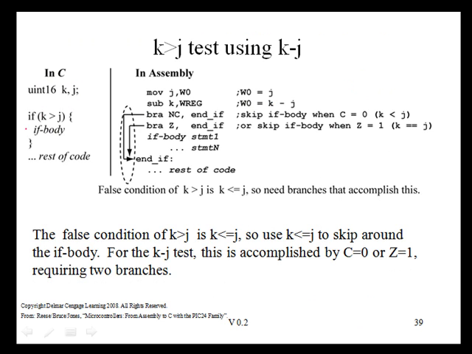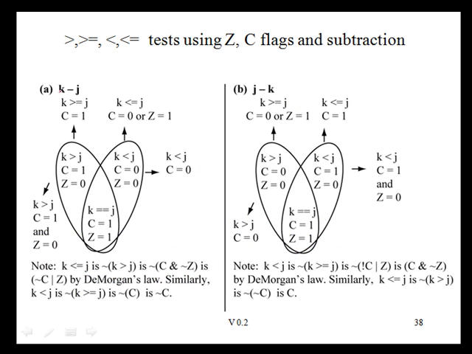So let's write some PIC assembly code for this test, which is: if k is greater than j, execute this if body. So let's do a subtraction. Let's choose a subtraction of k minus j. That's actually going to be the non-preferred subtraction for this comparison, which is going to force us to check the values of two flags, the carry and the 0 flag.